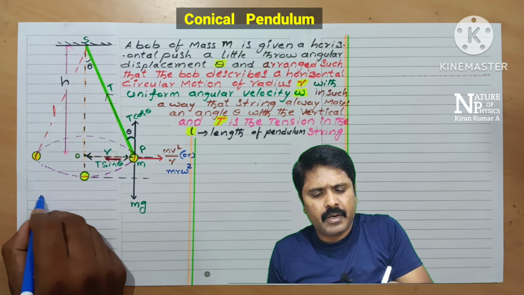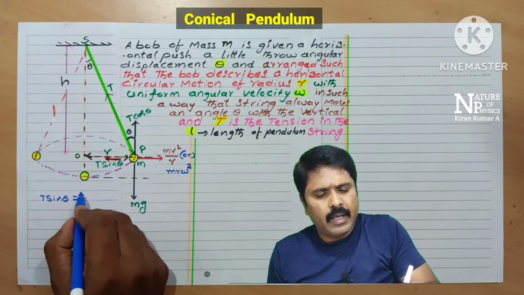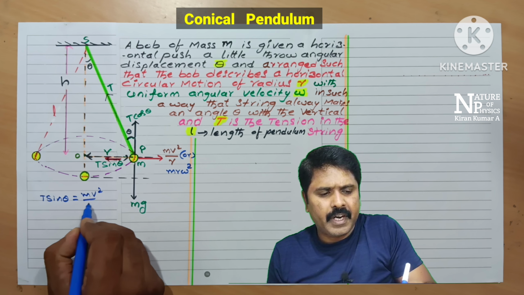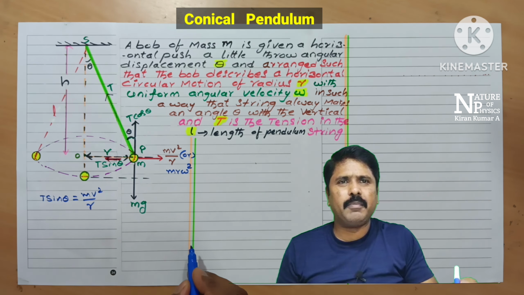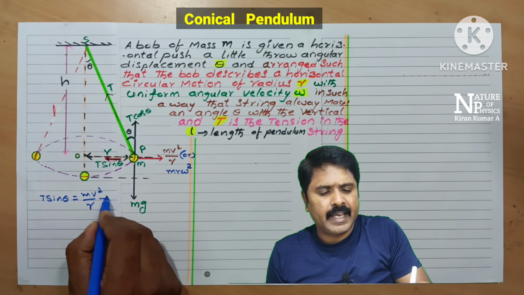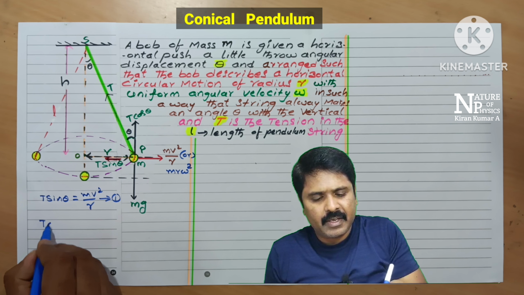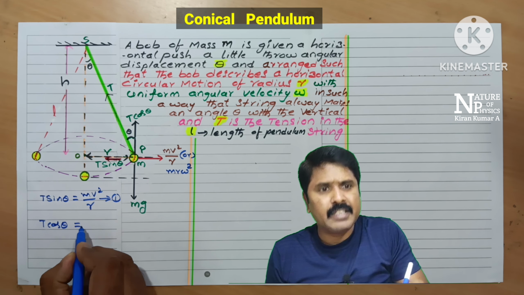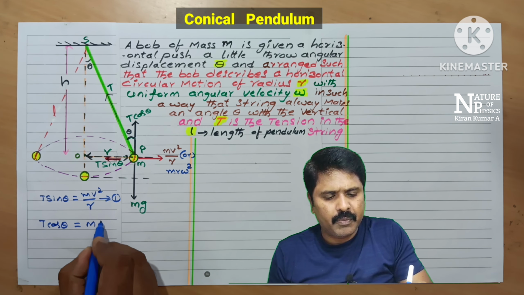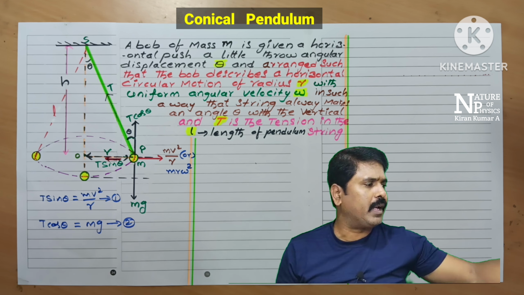T sin theta is equal to mv square divided by r. Both are equal in magnitude and opposite in direction. I can write this as equation number 1, and T cos theta is balanced by mg, the weight of the bob, taken as equation number 2.